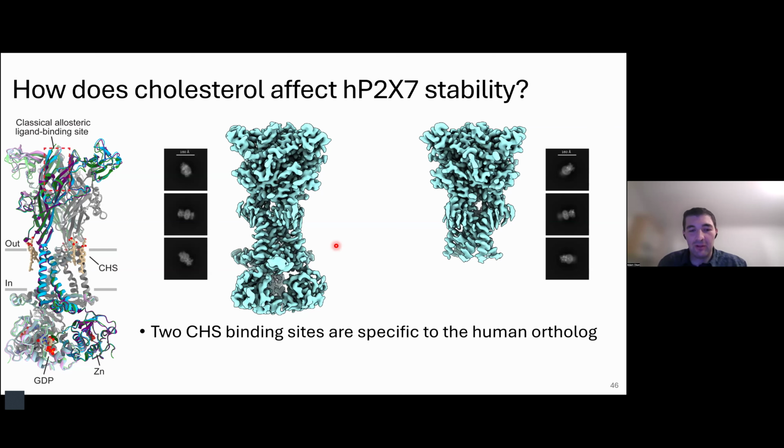And one interesting thing about this is that cholesterol is known to modulate P2X7 and serve as a negative regulator of large pore formation, which, if you remember from the beginning of this talk, happens after prolonged activation of P2X7.